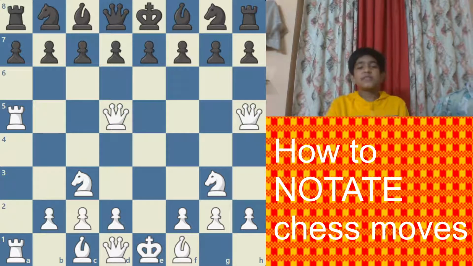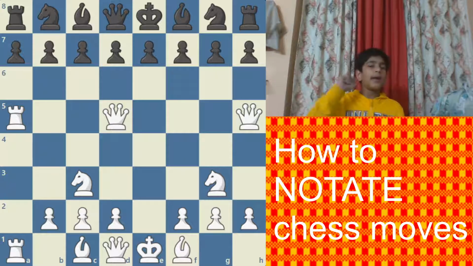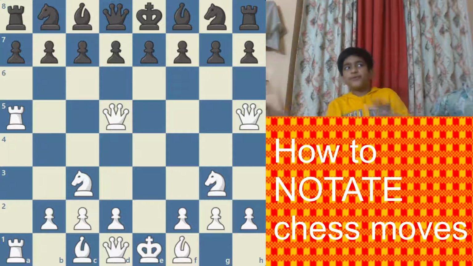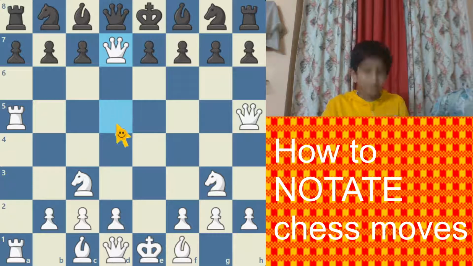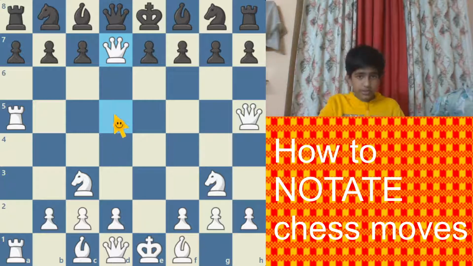Now what about checks? Checks are, after the whole move, you put a plus sign at the end. So if this is captured, then it will be queen cross d7 checks. So queen cross d7 plus.